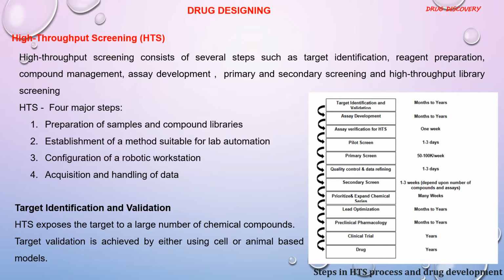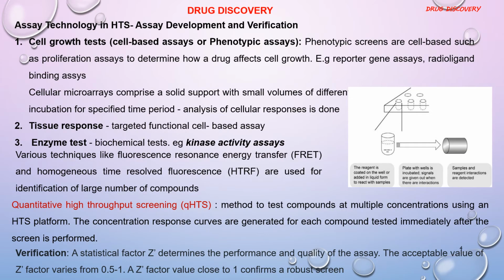The target identification in HTS exposes the target to a large number of chemical compounds in the library. The target validation is done by using cell or animal-based models. Assay development and verification in HTS. HTS assay development includes cell growth tests, tissue responses, and enzymatic tests. Cell-based assays are the most common test used in HTS.